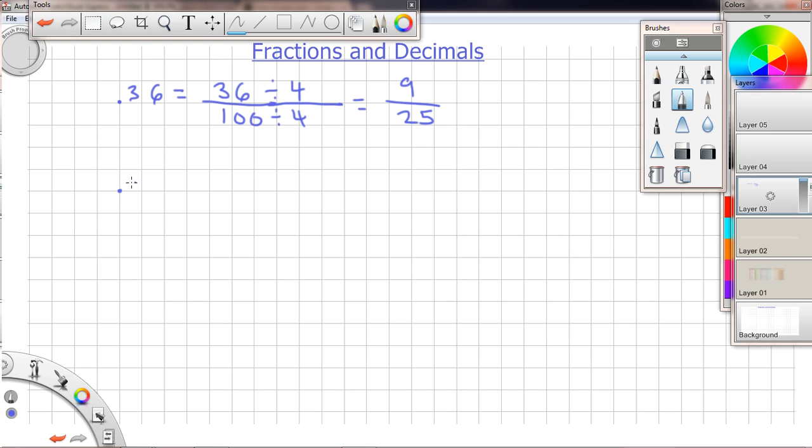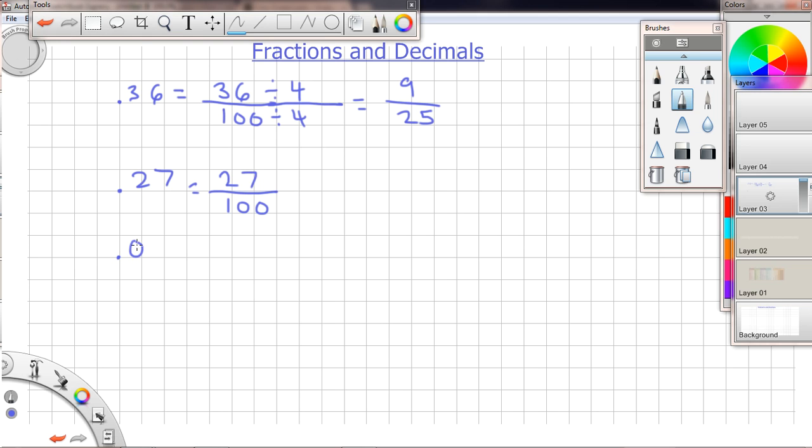So if we have 0.27, I'm just going to say that this is 27/100. It's 27 hundredths. That's what this says. That's what our place value tells us. I can't simplify this, so there's my fraction, done in one step.